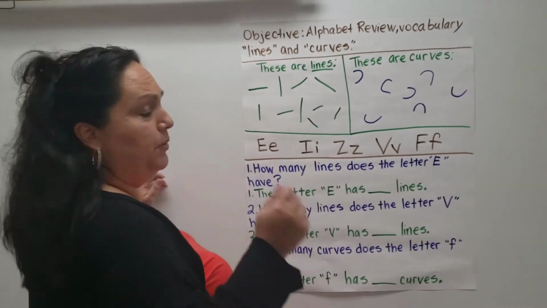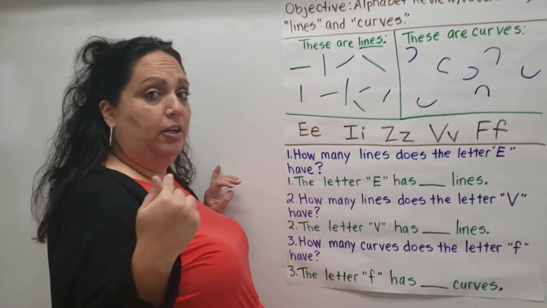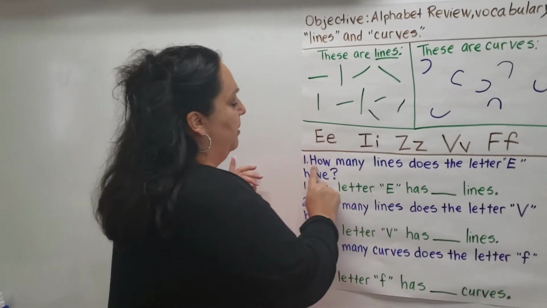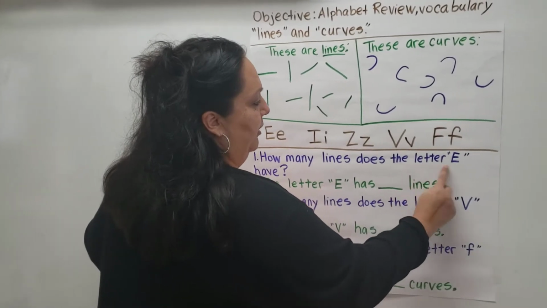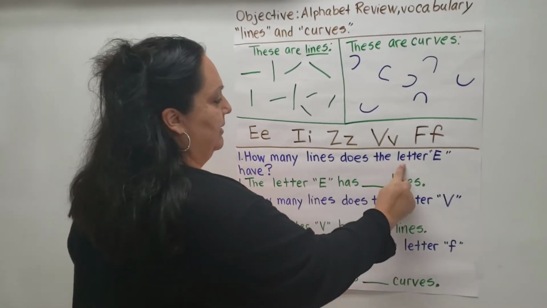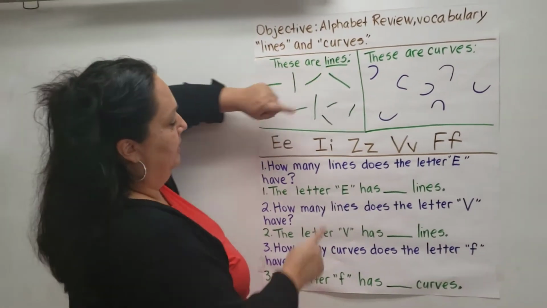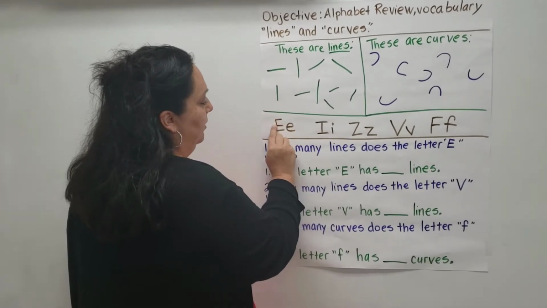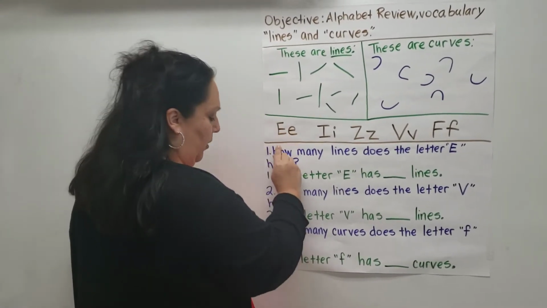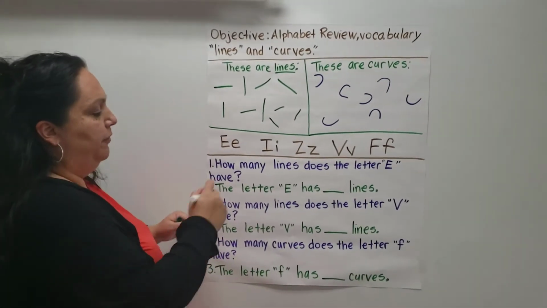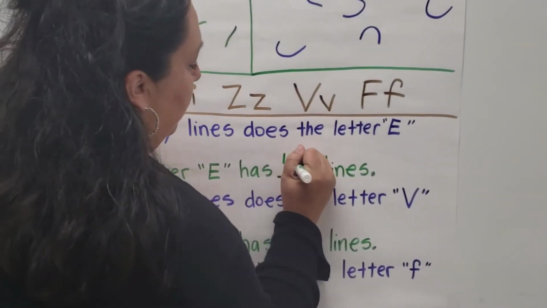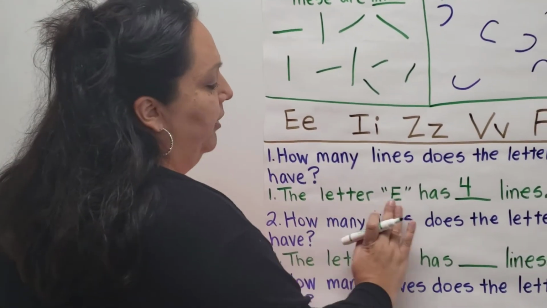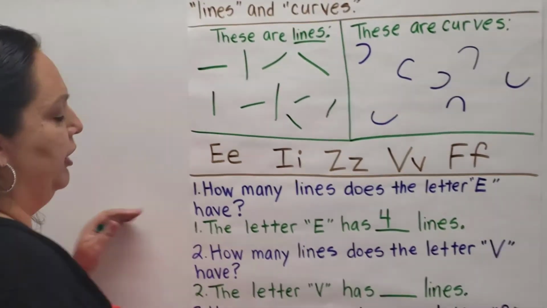Then we're going to do a little bit of writing, because as always we want to hear sentence structure, questions and answers, and how they should sound in English. So number 1, how many lines does the letter E have? Here I put the capital E. You're going to model that for them. 1, 2, 3, 4. For the first one you could fill in the answer. You could put 4 and then have someone answer, or you answer. The letter E has 4 lines. You're going to do that.